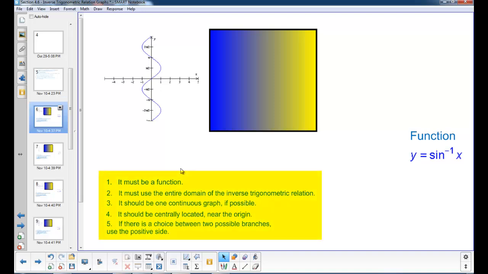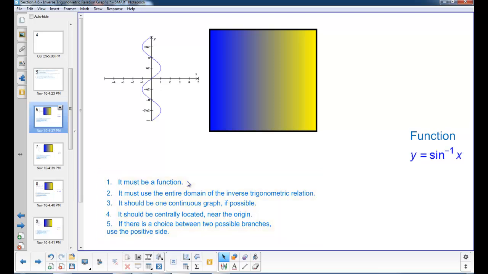It has to be a function. It must use the entire domain of the inverse trigonometric relation, which in this case, the domain is -1 to 1. And it should be a continuous graph if possible. Okay, we're not going to slice this into multiple sections. And centrally located near the origin. And if there's a choice between 2 possible branches, we're going to use the positive side.